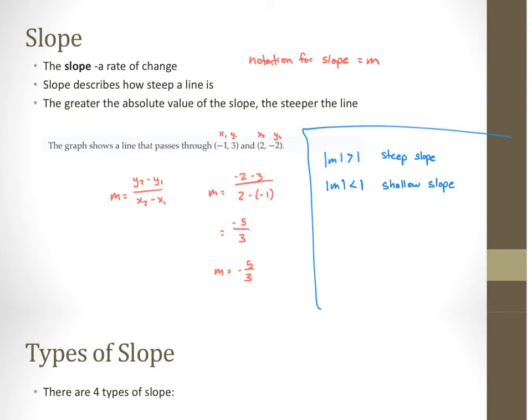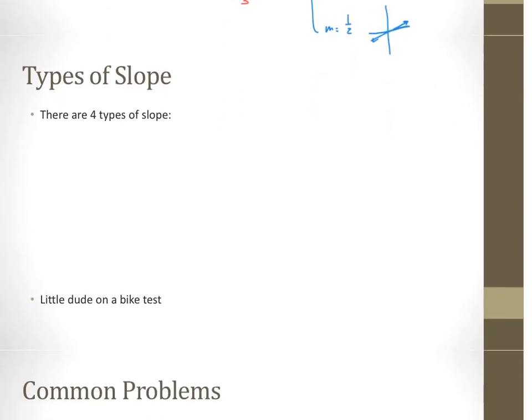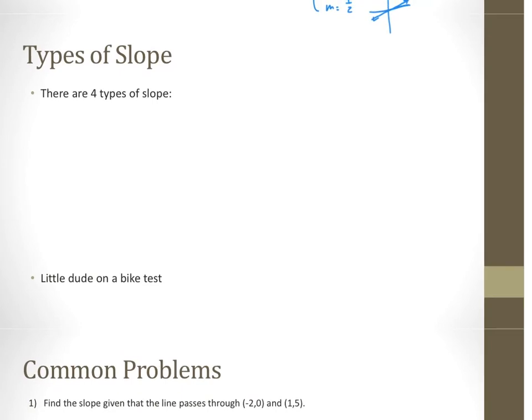Okay, so if my slope was, say, 5, random number, then I'm going to have a slope that looks like that. It's going to be really, really steep. Whereas if I have a slope that, say, is 1/2, then it's going to kind of do something more like that. Okay. Now remember, this is the absolute value of the number, so we're not taking sign into account. This is just the number. Before we talk about what the sign does, we need to talk about the 4 different types of slope, because there's not just one.